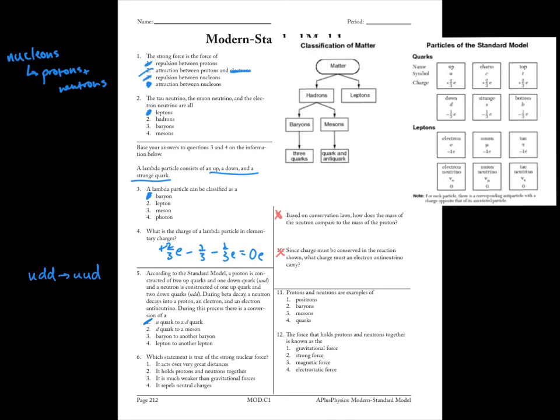Is it a D quark into a meson? Is it a baryon to another baryon? Or is it a lepton to another lepton? Okay, it's definitely not a quark to a meson. So if we're going from neutron to proton, notice how they're both composed of 3 quarks. So if they're both 3 quarks, they're both baryons, so it's choice 3, a baryon to another baryon.